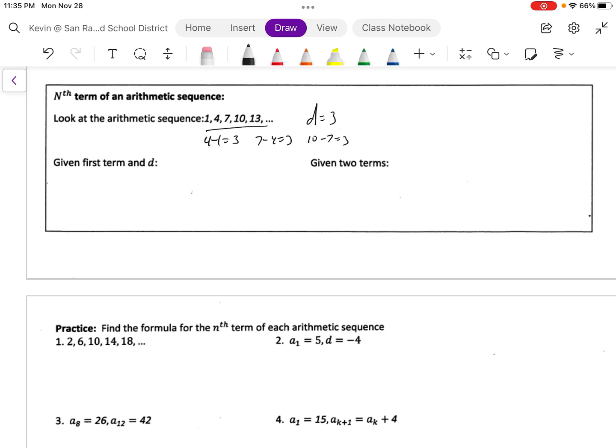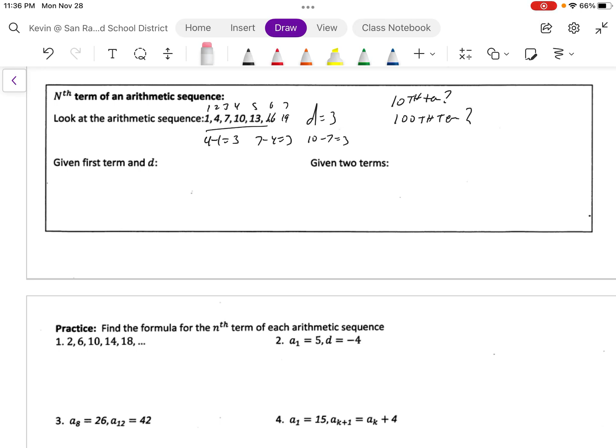And we can see this is the first term, second term, third term, fourth term, fifth term. If I said, okay, what's the sixth term? Well, the sixth term would be 16. The seventh term would be 19, etc. But now if I ask you, what about the 10th term? Okay, you can still figure that out. But what if I said, what about the 100th term?